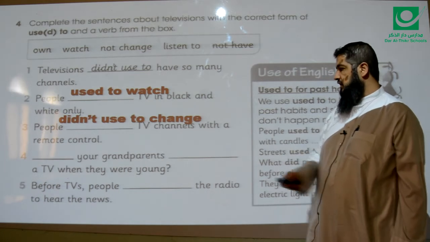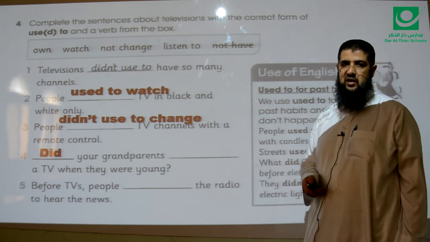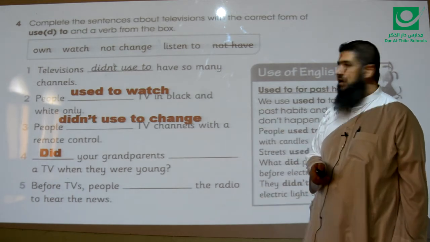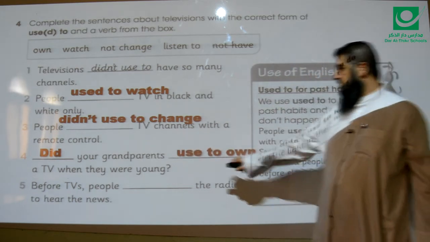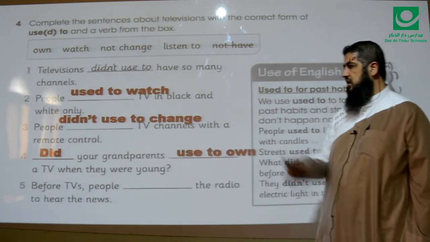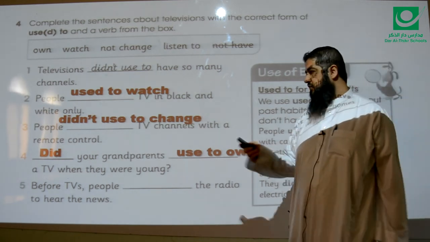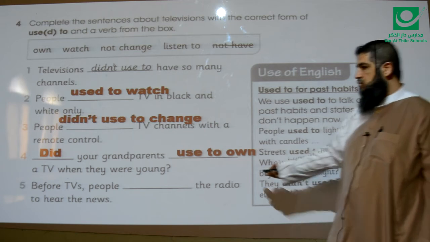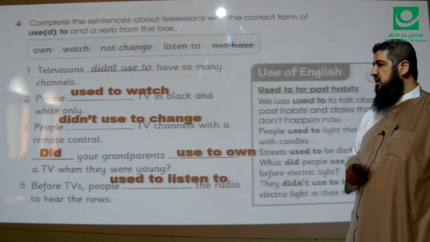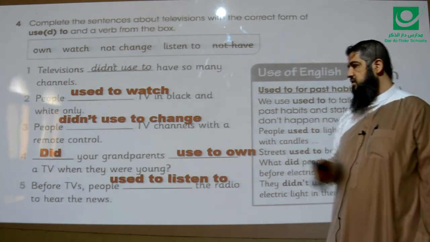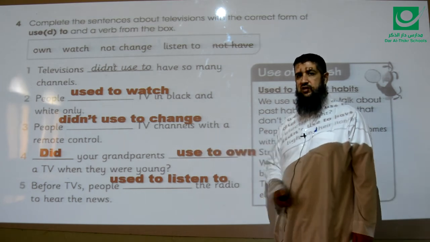And number 4, again, if you look here, question mark. Because it's in the past, I start with did, and after that, did your grandparents use? See, no D, because this is a question. To own a TV when they were young. And number 5, before TVs, people, the radio to hear the news. Used to listen to the radio to hear the news. Okay, students? Hope that you did all of the answers correctly.